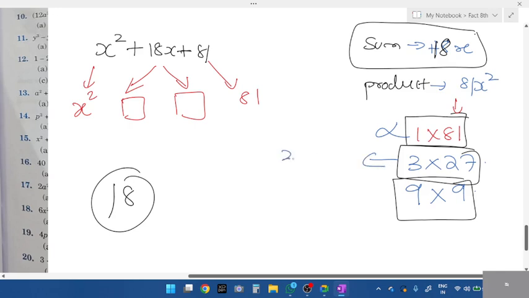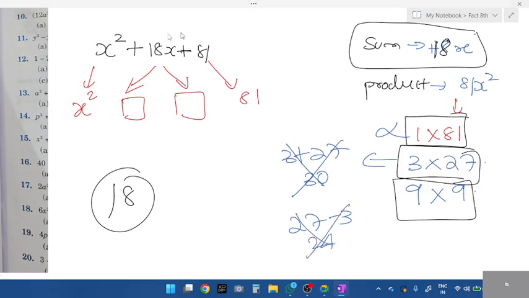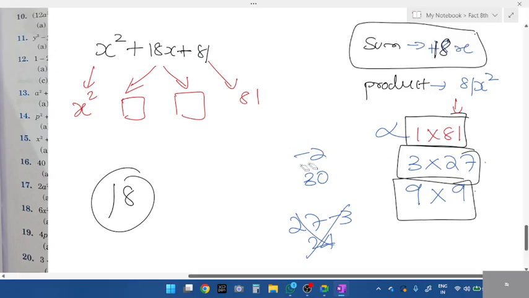Take the second pair, 3 plus 27. How much is 3 plus 27? 30, right? So we are not getting 18. Next, 27 minus 3. If you subtract, what do you get? 24. We are not getting 18. Even in the second pair, we are not getting 18.